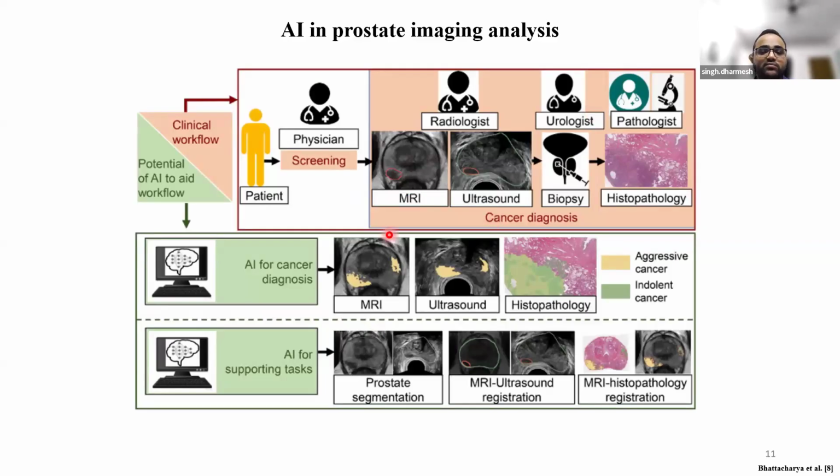First, a patient comes for the screening, usually through a physician. Then if there is any concern, the case moves on to the radiologist who interprets MRI or ultrasound as per the requirement. Then the urologist performs the biopsy, and then the pathologist confirms the diagnosis through histopathology. This is the standard pathway that we follow today.